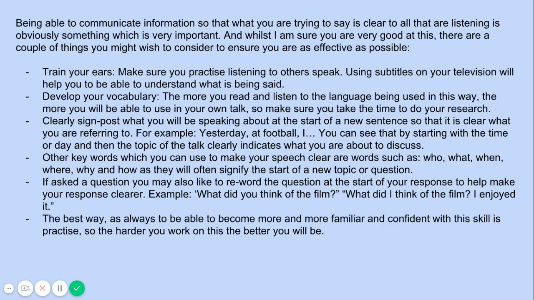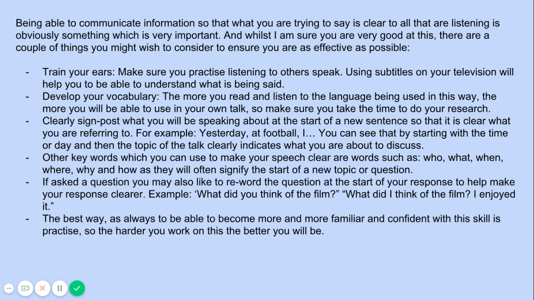So, first and foremost, train your ears. Make sure you practice listening to others speaking this way. Using subtitles on your television or the videos you watch will help you to be able to understand what is being said when sometimes the pace of conversation can seem a bit too quick.